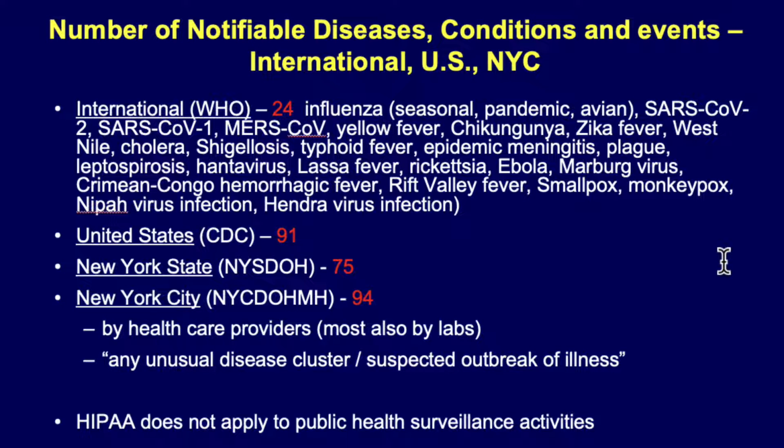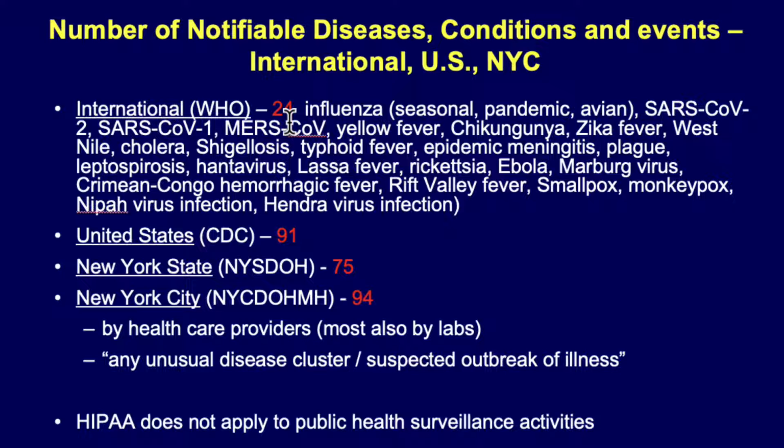This slide shows recent information on the number of notifiable diseases and conditions and events globally, for the US, New York State, and New York City, just to give you a sense of the universe of things that are reportable. Globally, there are about 24 conditions reportable by United Nations member states to WHO, and you can see them listed here. A lot of them are deadly infectious diseases of epidemic and pandemic potential.